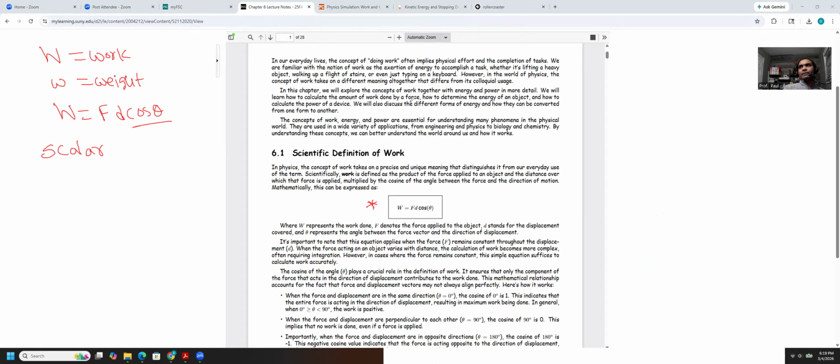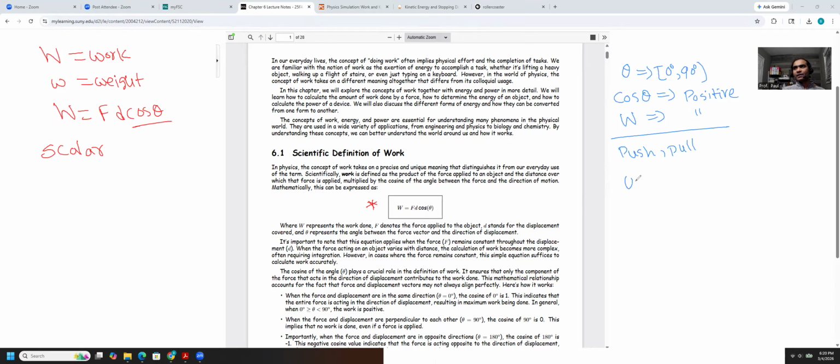So if theta is in between 0 degree and 90 degree, then cosine theta is positive. So if cosine theta is positive, W is also positive. So this is one. Some examples: when you push or pull, these are basically common examples of positive work.